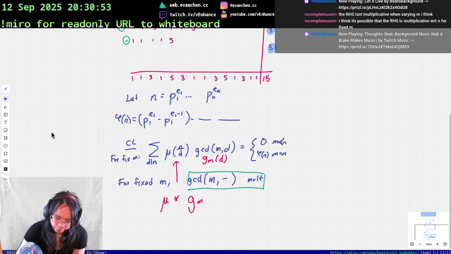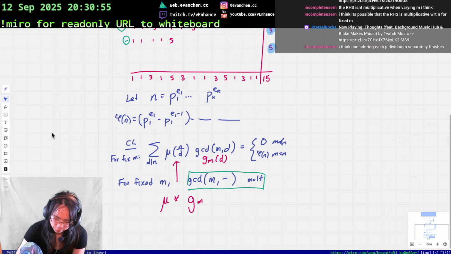Yeah, so then it suffices to evaluate it on prime powers, and on prime powers it does what you want it to do. At least for prime powers that are bigger, smaller than, it doesn't matter. Yeah, it should be fine then.